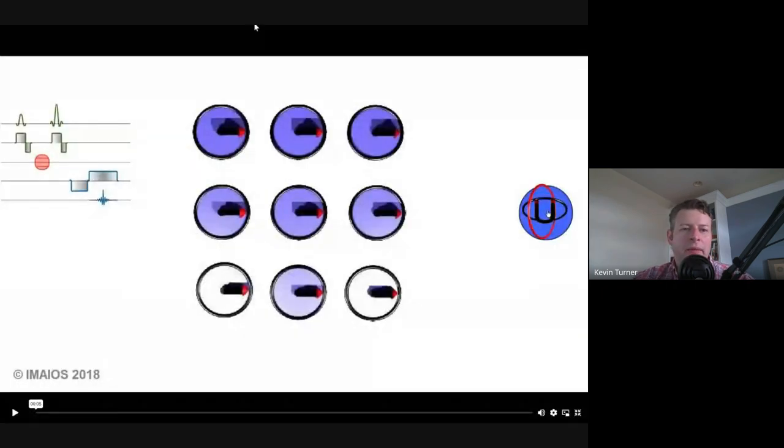Okay, so in this example, we're going to be looking at 9 different protons inside of the patient's body. Can everybody see my screen? I've been having problems with sharing, so I just want to make sure before I start. All right, y'all can see it? Okay, cool.